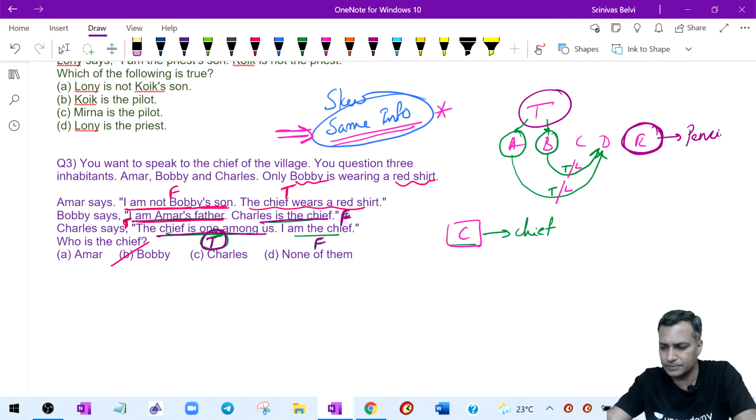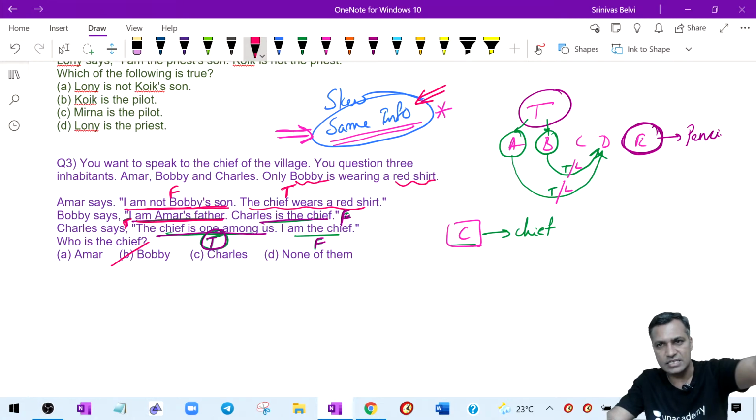Did you understand this? Can I assume everybody understood this? The same info point is clear. Now, from the same info point, we can just navigate backward and we can get the answer. Clear, or does anybody need any further understanding here?